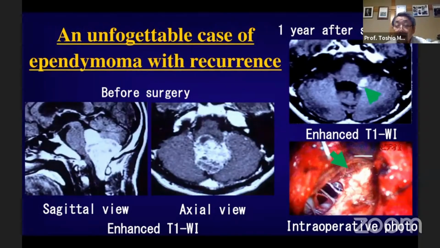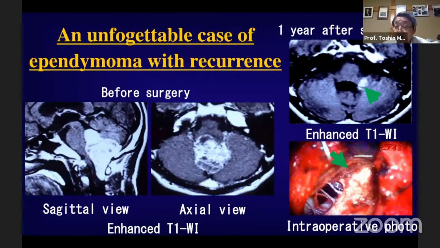In 1990, I encountered an unforgettable case of ependymoma. This case taught me a lot. The tumor occupied the entire fourth ventricle and extended inferiorly to the level of C2. In the first surgery, I utilized the transvermian approach. I believed I could remove the tumor totally.